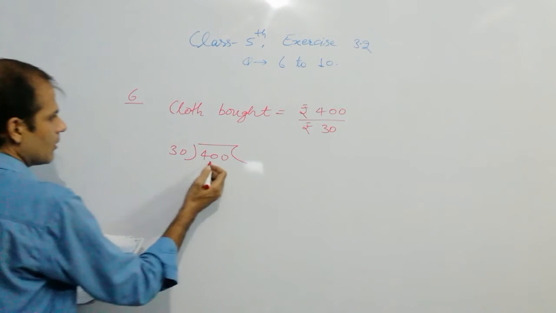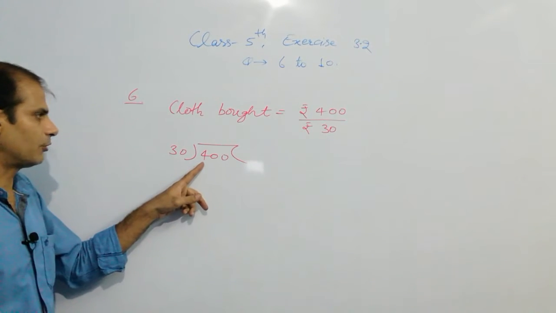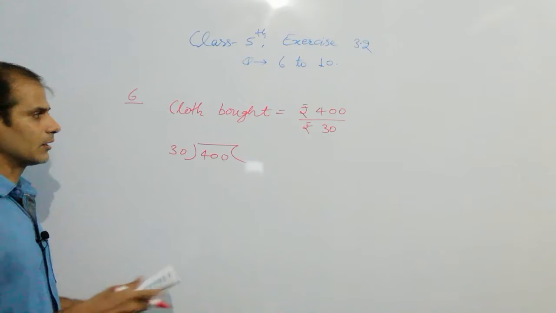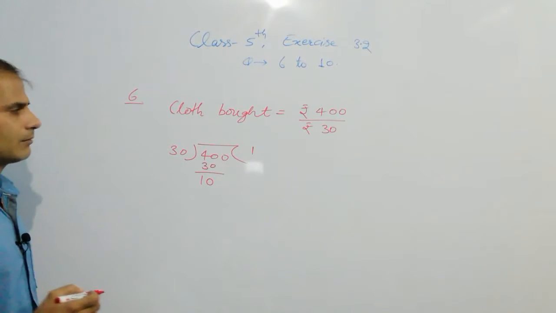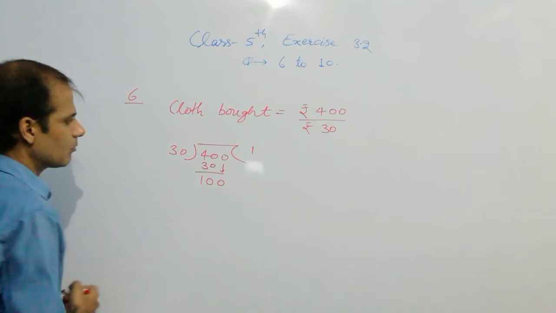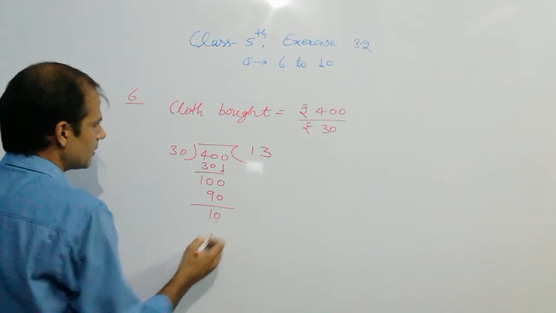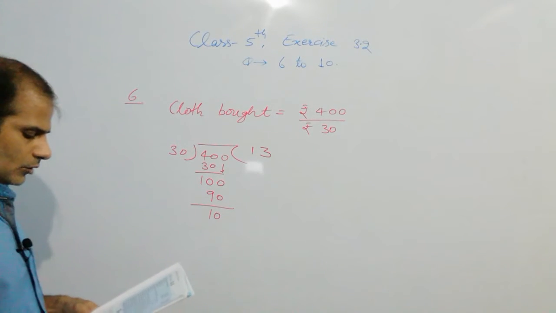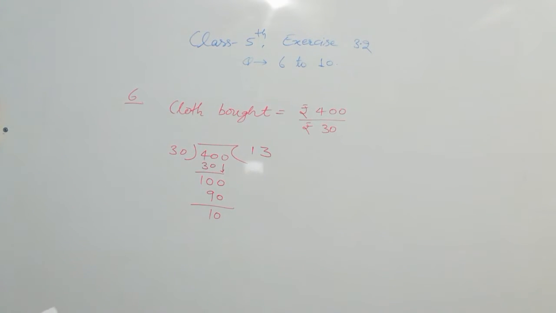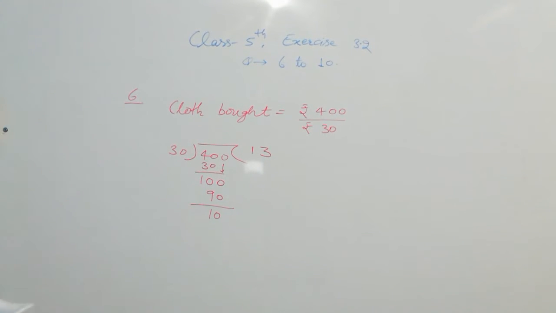Listen, first two digits will be considered because we cannot divide 4 by 30, so we will consider 40. 30 ones are 30, after subtraction we have 10, then copy this 0, we have 100. 30 threes are 90 and the remainder is 10. It means Omkar can buy 13 meters of cloth and the remaining amount is rupees 10.